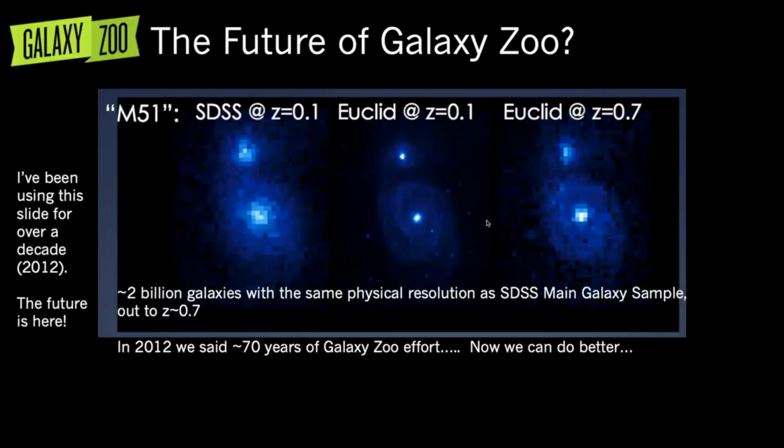For a long time, we've been worried about the future of Galaxy Zoo and how this might scale to future surveys. I've been using a version of this slide apparently for more than a decade. And in fact, this is talking about the future being Euclid. And of course, Euclid is now happening.